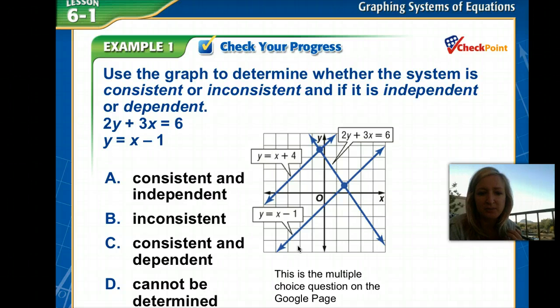All right, we are to the multiple choice question. Again, example one in your assignment is just going to simply look at graphs, look at the equations, and decide whether or not they intersect at one point, at all points, meaning they're the same line, or no solution.